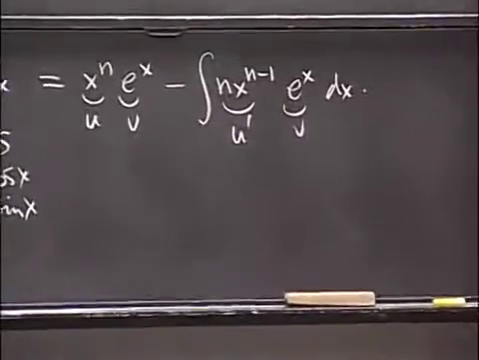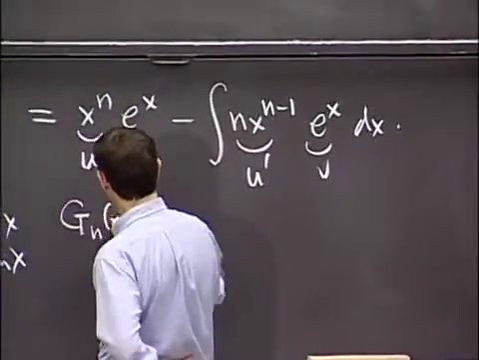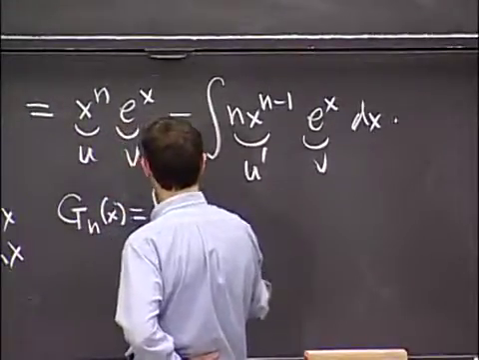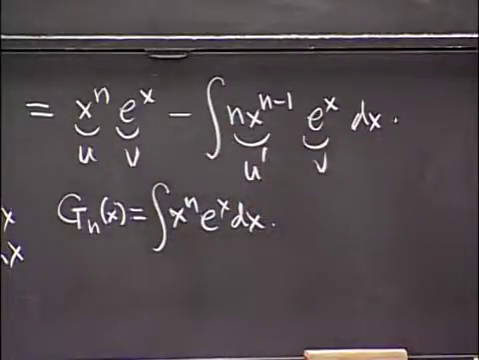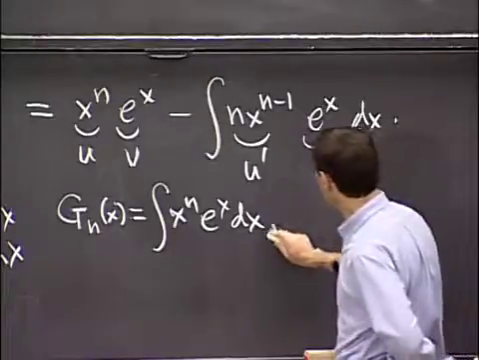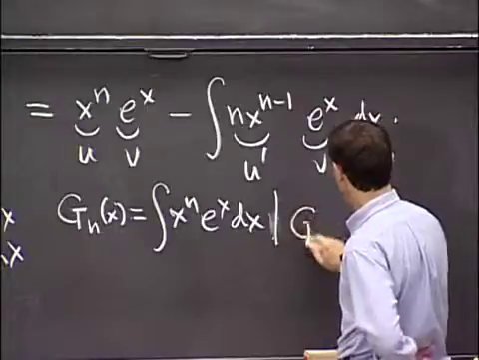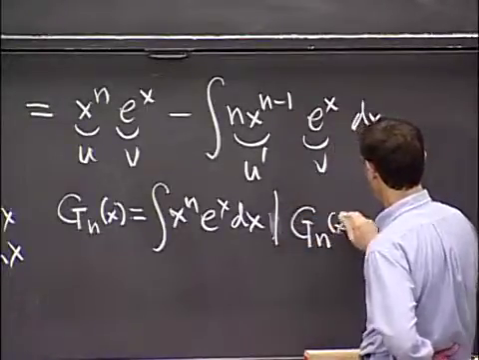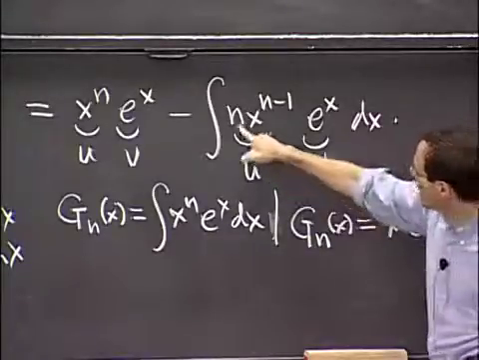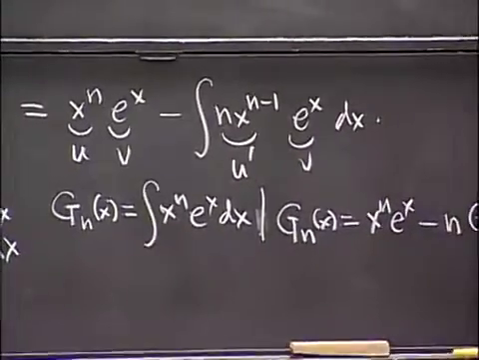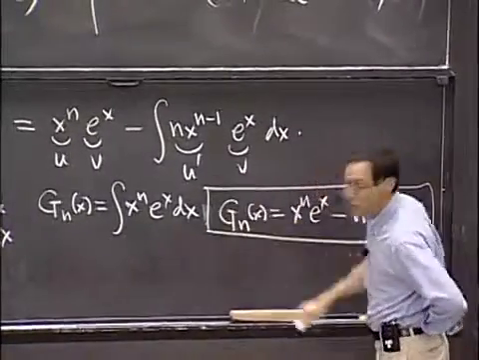So this recurrence is a new recurrence, and let me summarize it here. It's saying that g_n of x should be the integral of x to the n e to the x dx. All right? Again, I'm dropping the c. And then the reduction formula is that g_n of x is equal to this expression here, x to the n e to the x minus n times g_(n minus 1) of x. So here's our reduction formula.